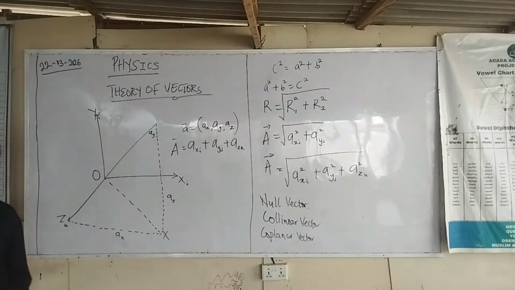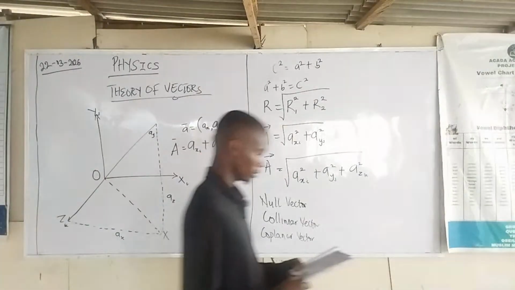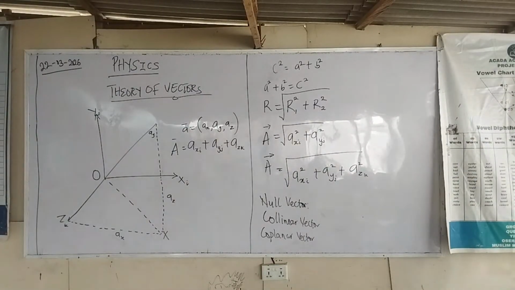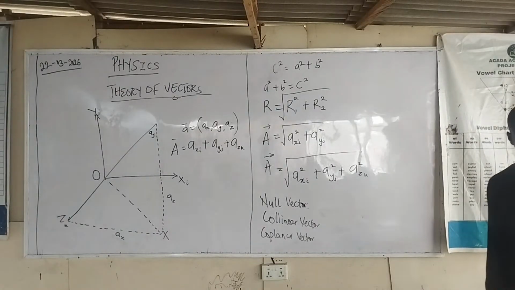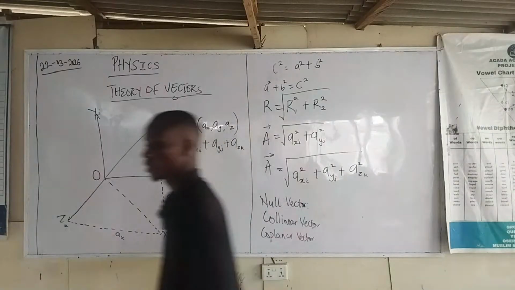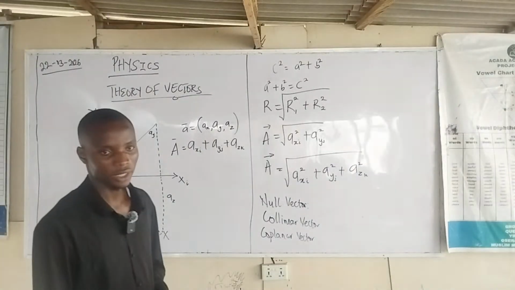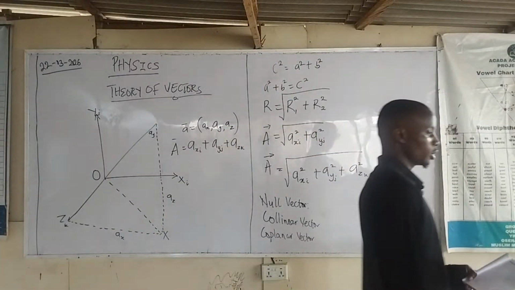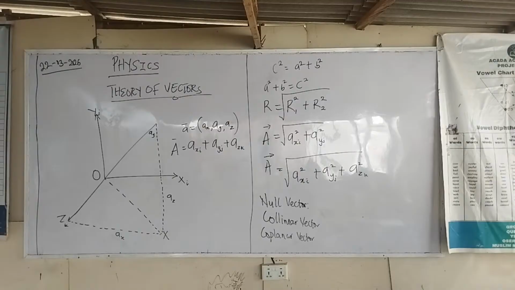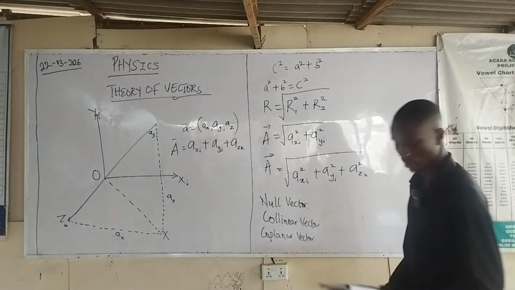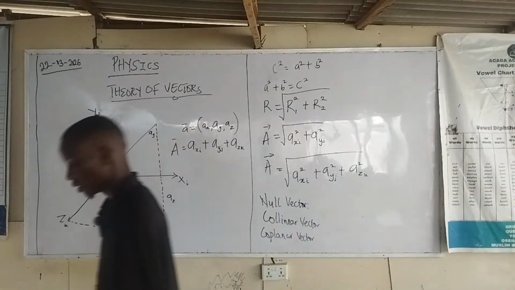Equal vectors. This is a vector that has the same size, put in brackets magnitude, and the same direction, put in brackets angle.